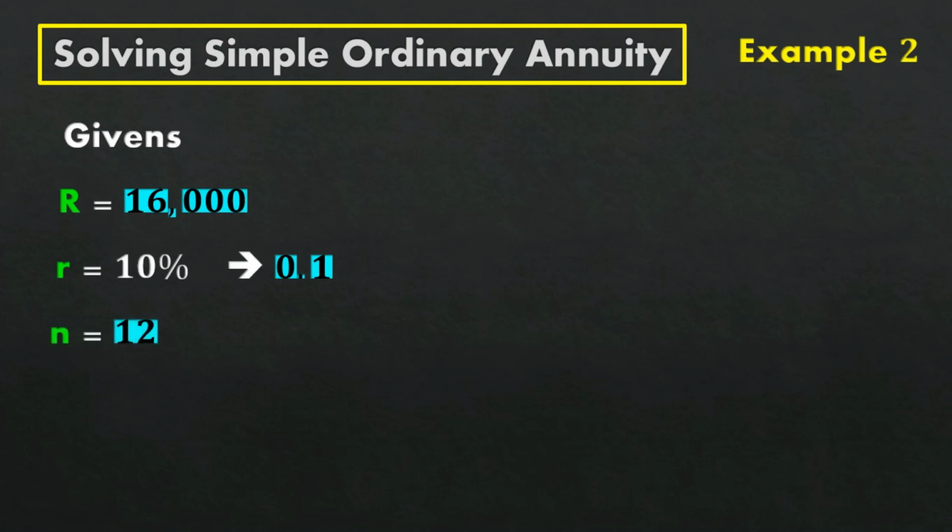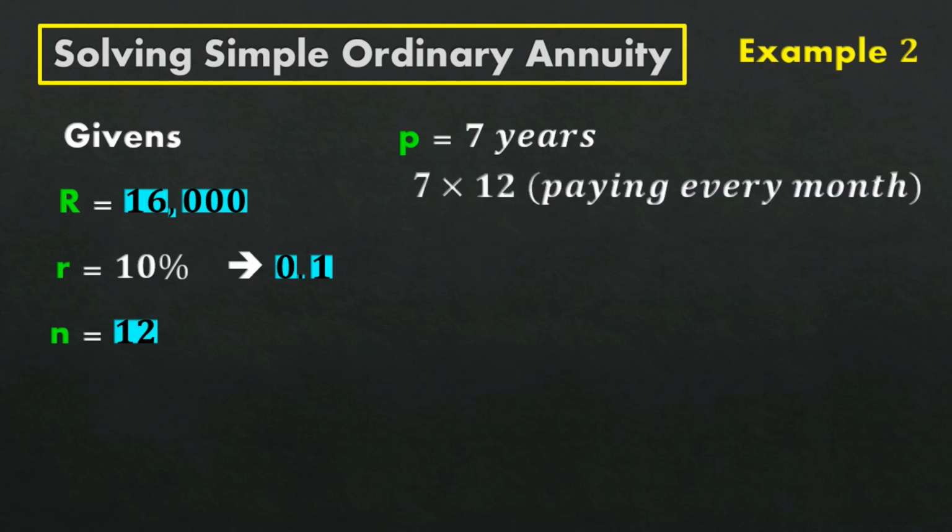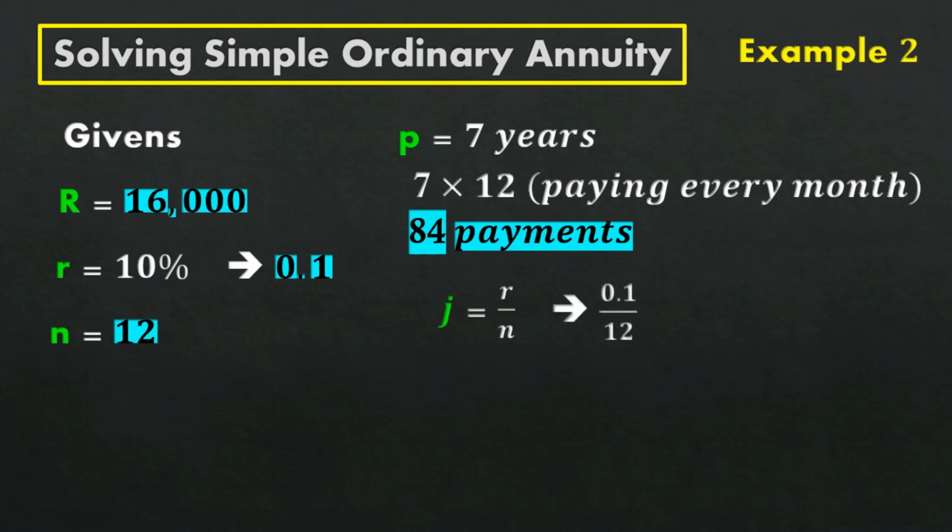We also have N of 12 because of the monthly payment, for 7 years. Since the payment is monthly, that will be 7 times 12 or 84 payments. And then J is equal to R over N. For those who will be using a scientific calculator, leave R over N as is, as in 0.1 over 12. But if you don't have a scientific calculator, okay, let's round it off as 0.0083.